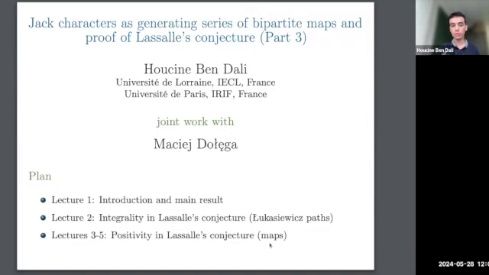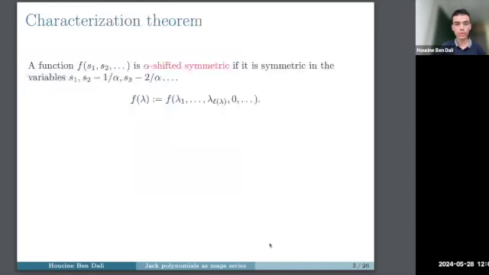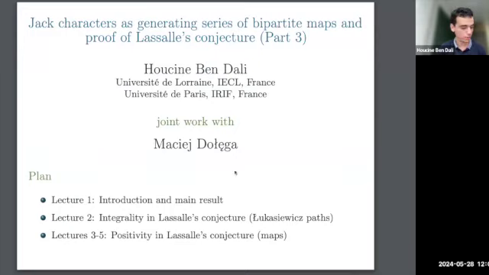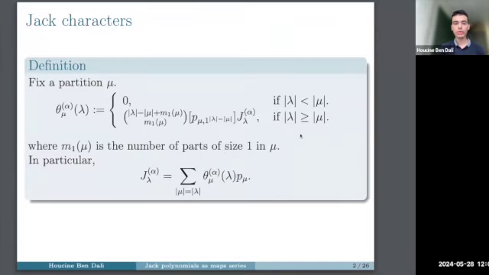So the main idea will be to give a combinatorial interpretation of Jack characters using this family of layered maps that Maciek already defined in the first lecture, and I will try to recall the definition today. And this combinatorial interpretation allows us to obtain the positivity in Lassalle's conjecture. So I will very briefly try to recall the definitions of the main objects in this story.